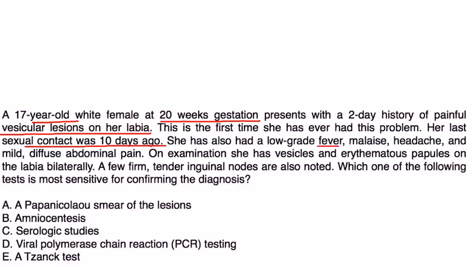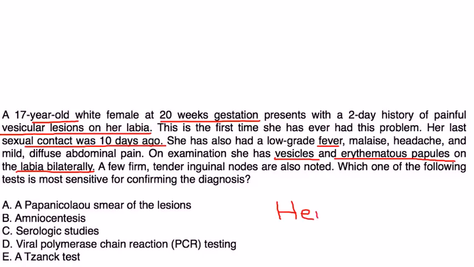On exam, she has vesicles and erythematous papules on the labia bilaterally. A few firm, tender inguinal nodes are also noted. Which of the following tests is the most sensitive for confirming the diagnosis?